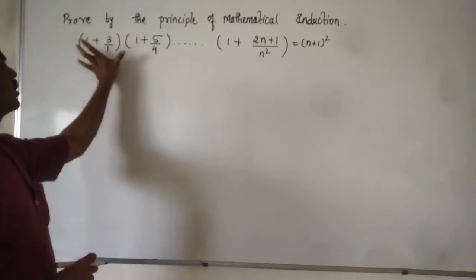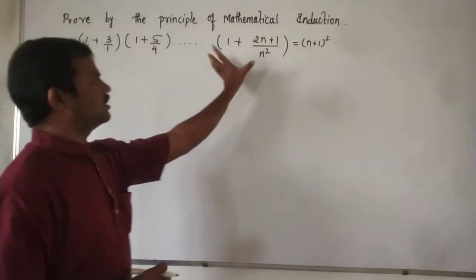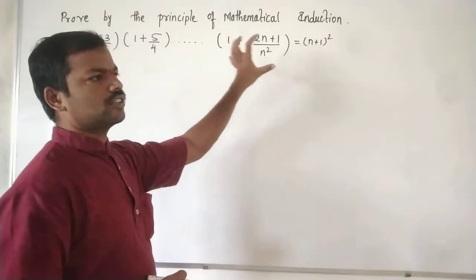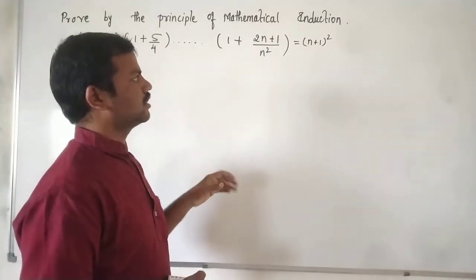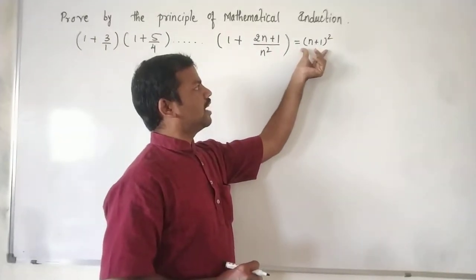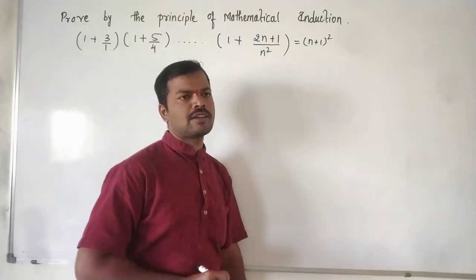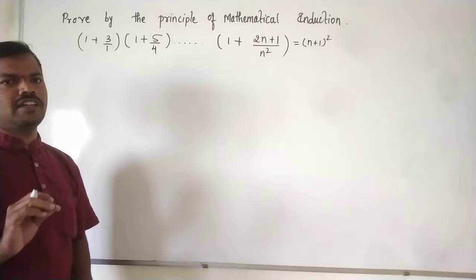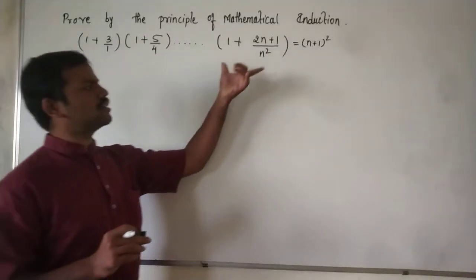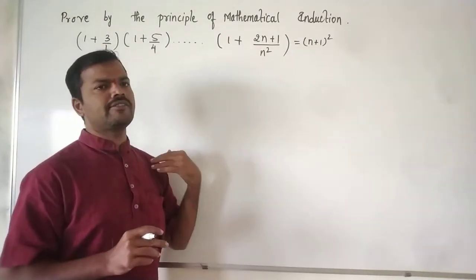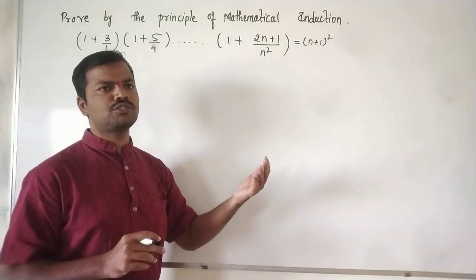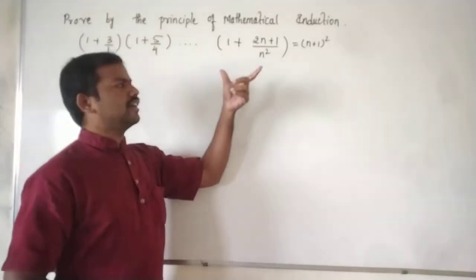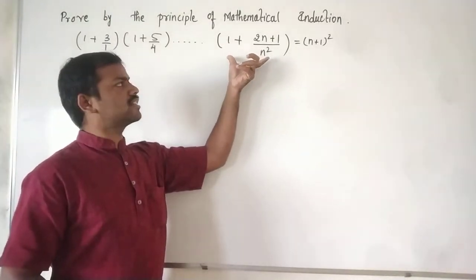This is the first term, second term, and this is the nth term. The product of n terms is equal to (n plus 1) whole square. In the previous problems, for the final step we found the next term and added, and proved that the result is true for n equal to k plus 1.